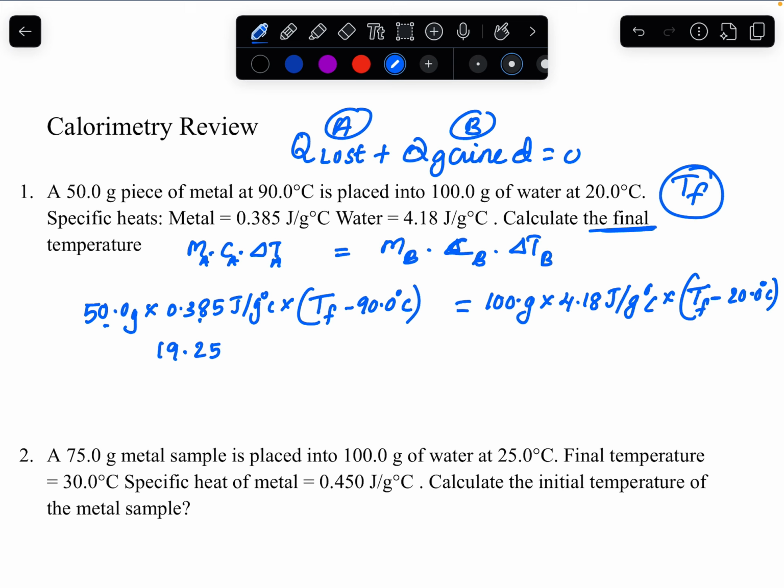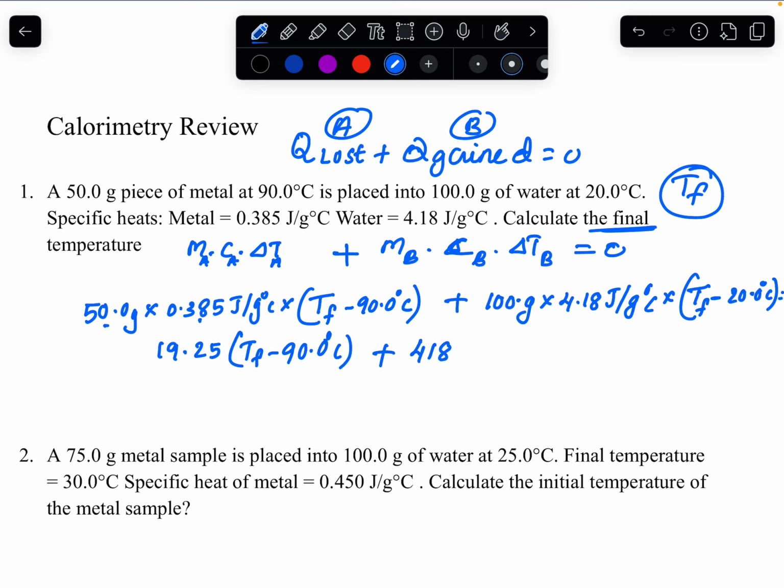Q lost plus Q gained. I'm going to add a plus symbol there instead of an equal symbol, so don't get confused with that. It is equal to 0. Okay, this one is also equal to 0. 19.25 times (TF minus 90 degrees Celsius) plus 100 times 4.18. You don't need a calculator for that. It is 418.